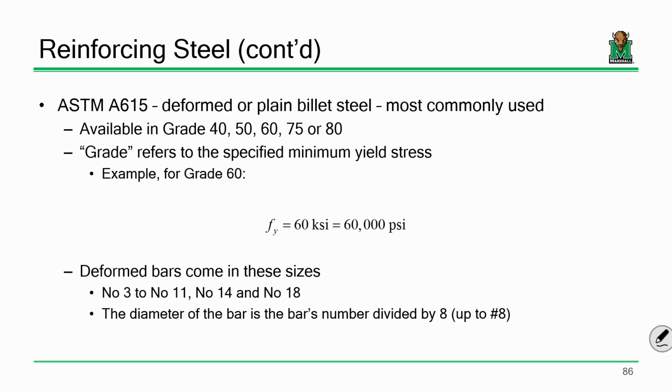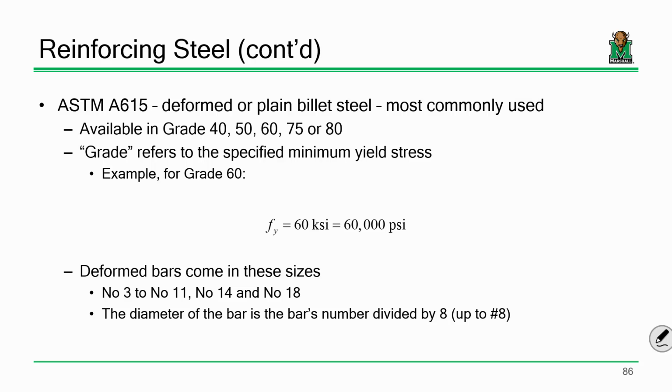So all these different grades do is essentially define the yield stress. So if you're dealing with grade 40 steel, that yield stress would be 40 ksi. If you're dealing with grade 50 steel, 50 ksi. The most common one that we will use is grade 60 steel. So grade 60 steel, the yield stress is 60 ksi, or 60,000 psi. Everybody okay with that?